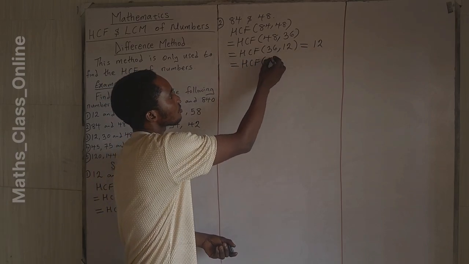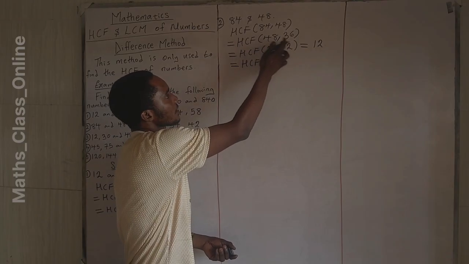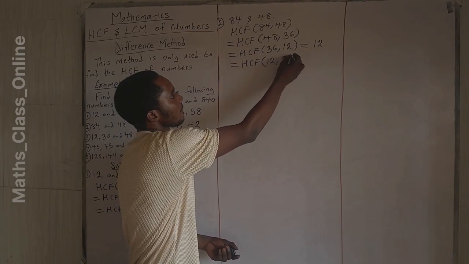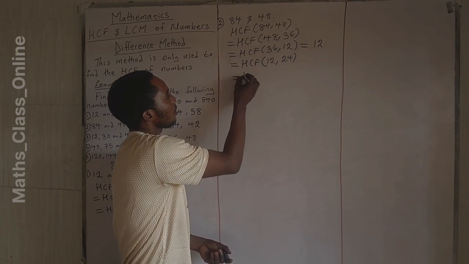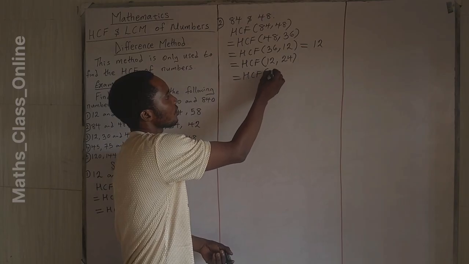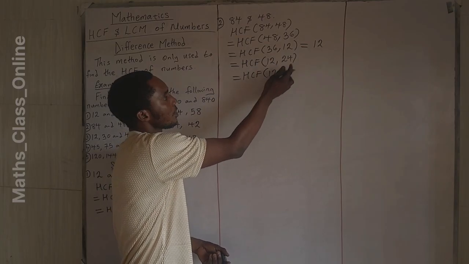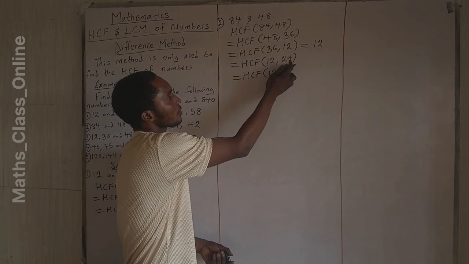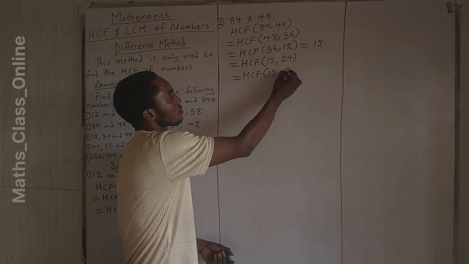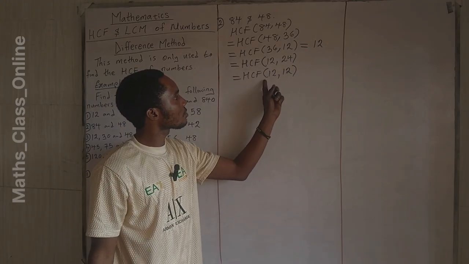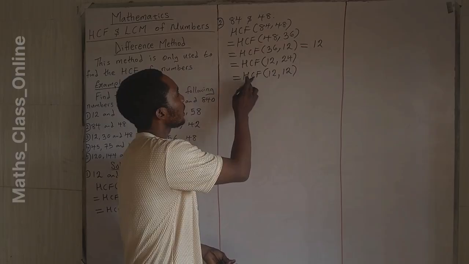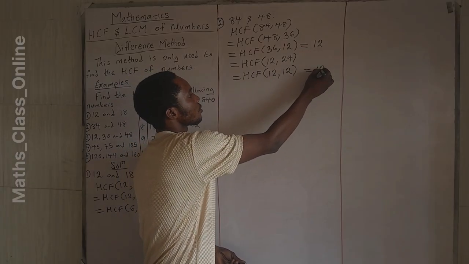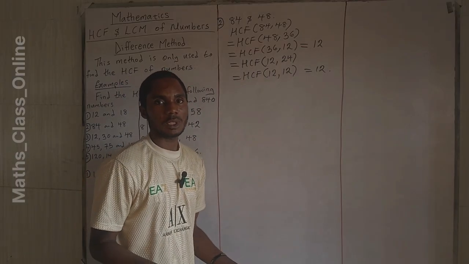Least number is what? 12. 36 minus 12, that is 24. This is also equal to HCF of 12 because the least number is 12. 24 minus 12, that is 12. You can see we now have 12, 12. That means that the HCF is what? Is 12. Example 3.